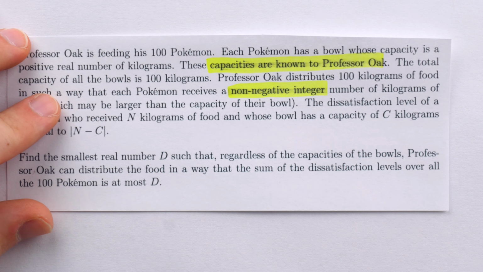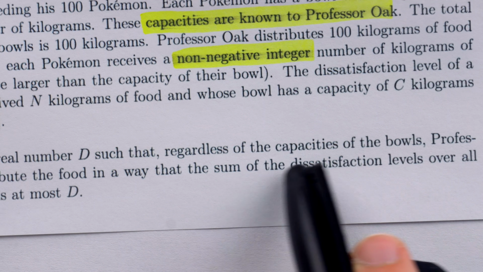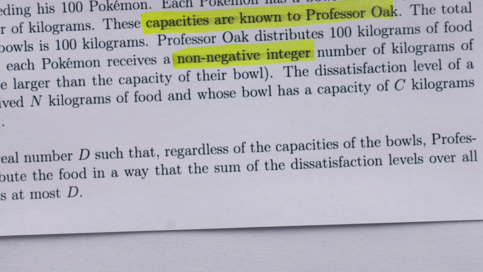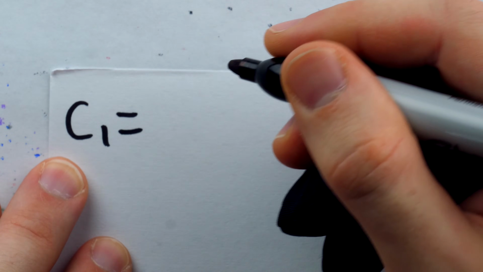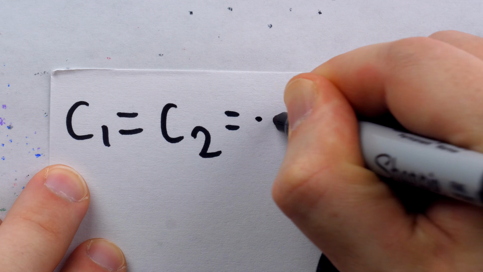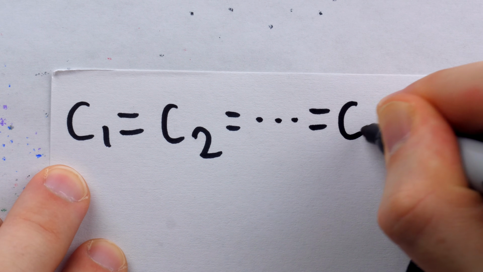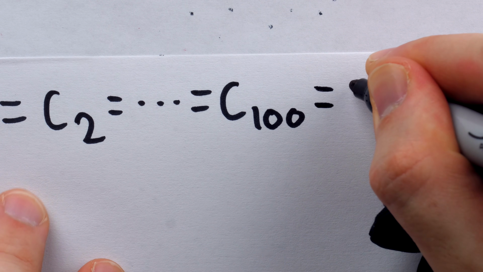Alright, the reason this is a tricky problem at all is because of the capacities of the bowls, which are positive real numbers. It could be, for example, that the capacity of every single bowl is exactly 1 kilogram. We could write this as C1 equals C2 and so on, all the way up to C100, so all 100 bowl capacities are equal, and in fact, they equal 1.